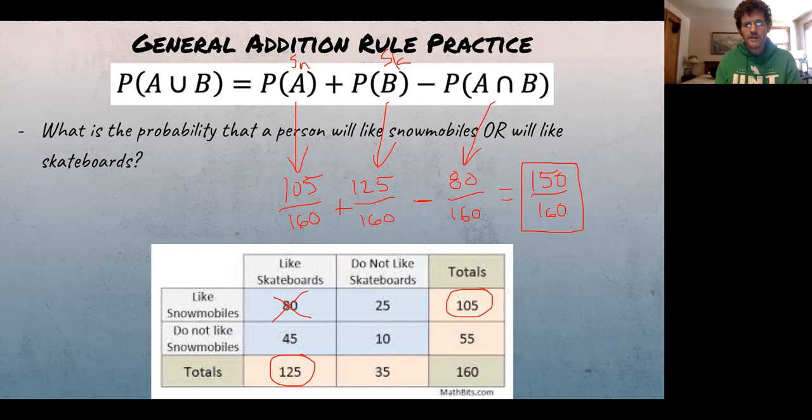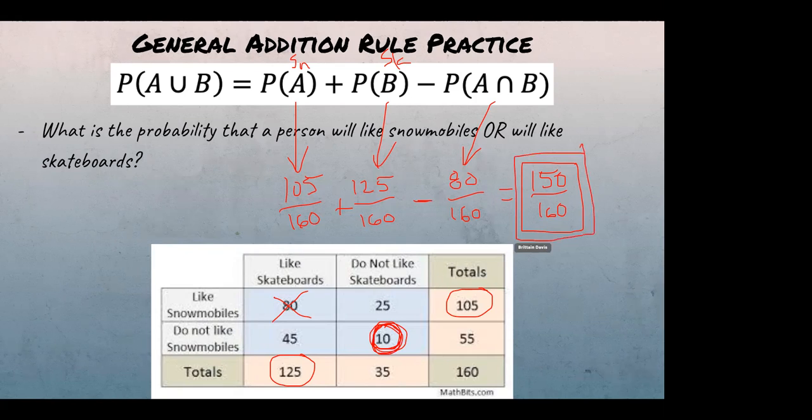All right, now that can make sense because the complement to this would be someone who neither likes skateboards nor snowmobiles, and there's only 10 people who don't like either of them. So there we go.